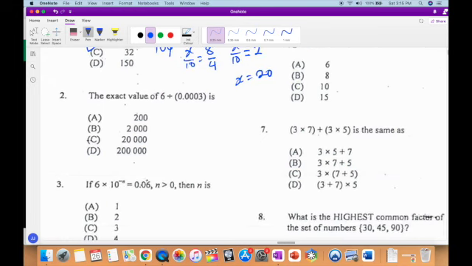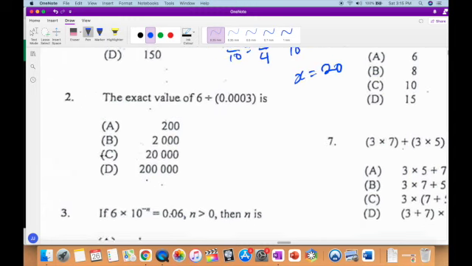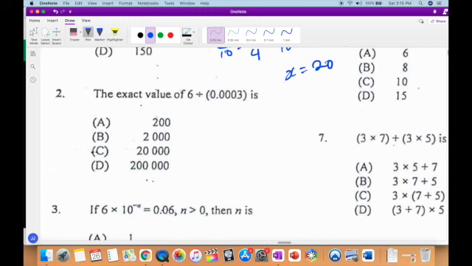Nice. How do we calculate this one? The exact value of 6 divided by 0.0003. I have a couple of different ways that we could calculate this without using a calculator. One of the ways is by turning this into a fraction: you put your 1 where your decimal is, and then you have 1, 2, 3, 4 zeros there. So this is really 3 over 10,000.